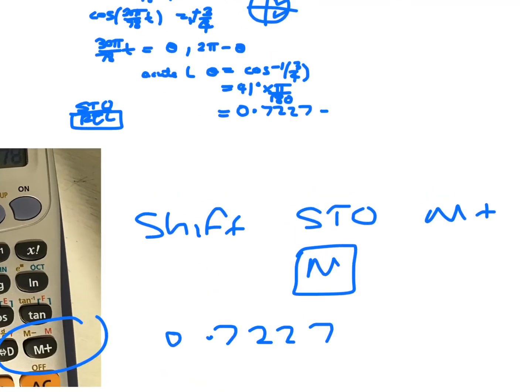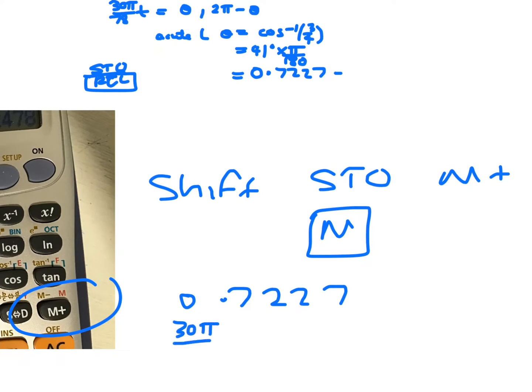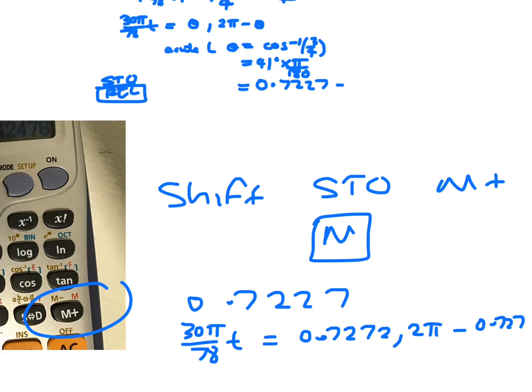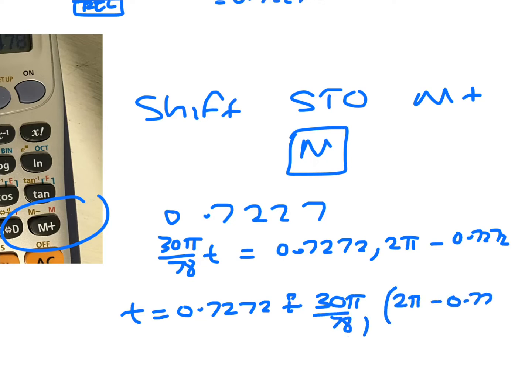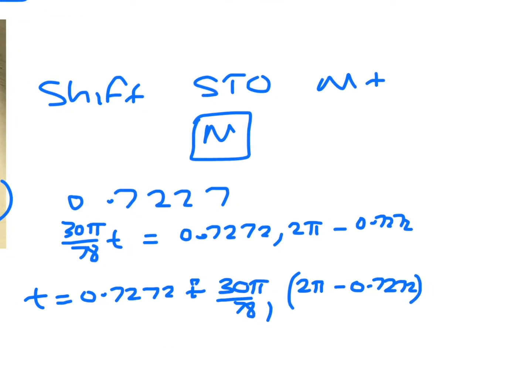So your angle now, 30π/78 t equals 0.7272 and 2π minus 0.7272. So t equals 0.7272 divided by 30π/78, and (2π minus 0.7272) divided by the 30π/78. Because all we're doing here is getting rid of the thing in front of the t by doing the opposite operation, which is division.